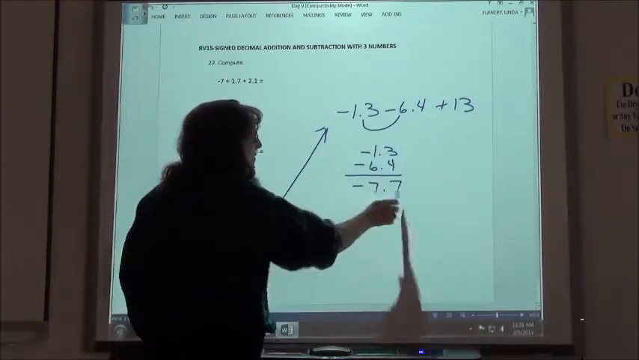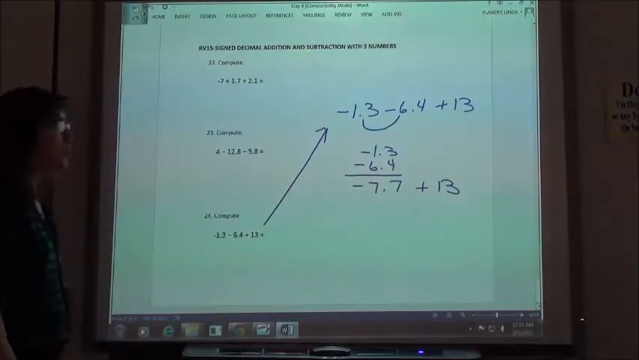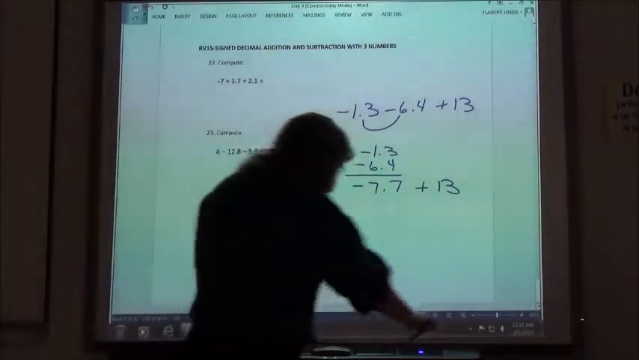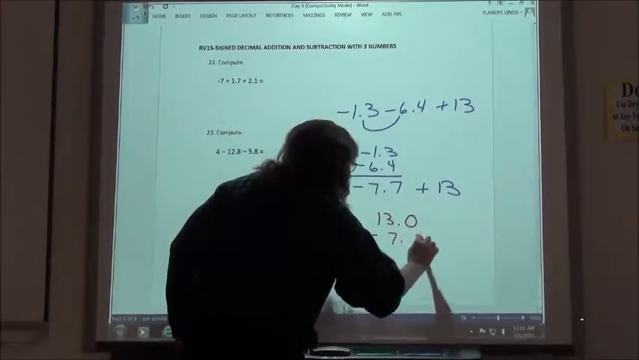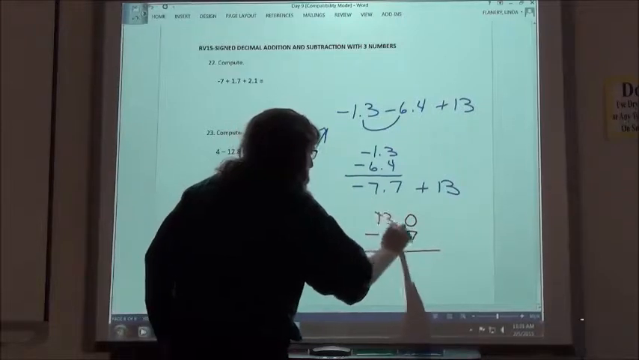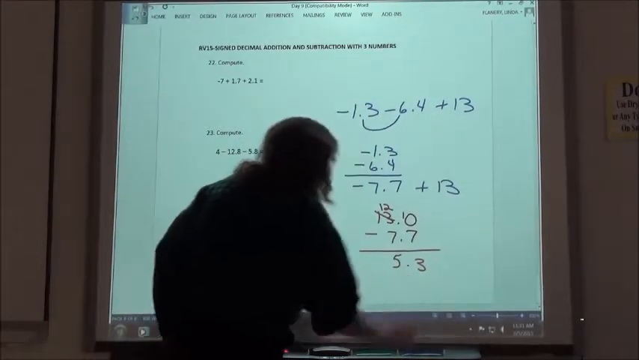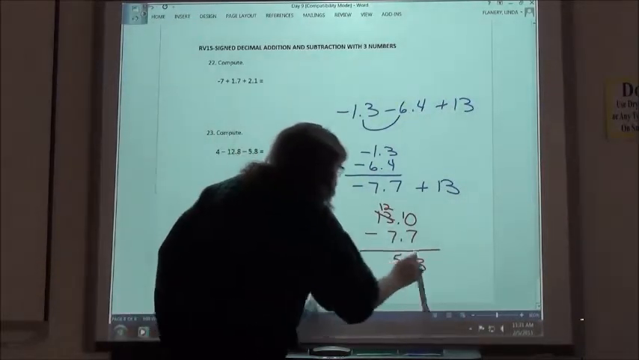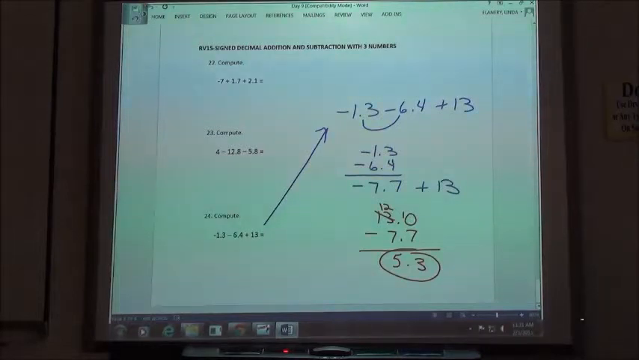So now I have -7.7 plus 13. My rule, subtract and take the sign of the larger. So I'm going to take 13 and subtract the 7.7. Let's see, that'll make that 12 and 10, so 3 and 5. And the bigger one was positive, so 5.3 is going to be my answer.